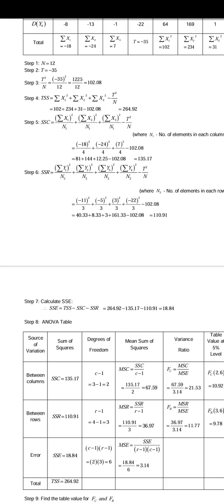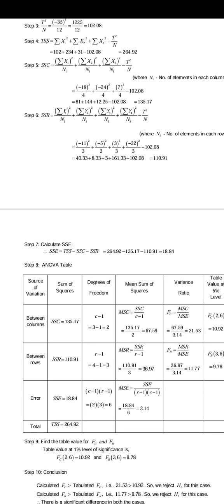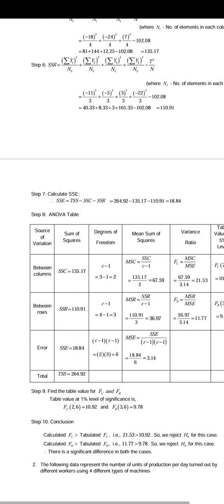Now to find out the residual error value, that is, the sum of squares of errors between residual. So SSE equal to TSS minus SSC minus SSR. Substituting the values in this formula, finally we get 18.84.